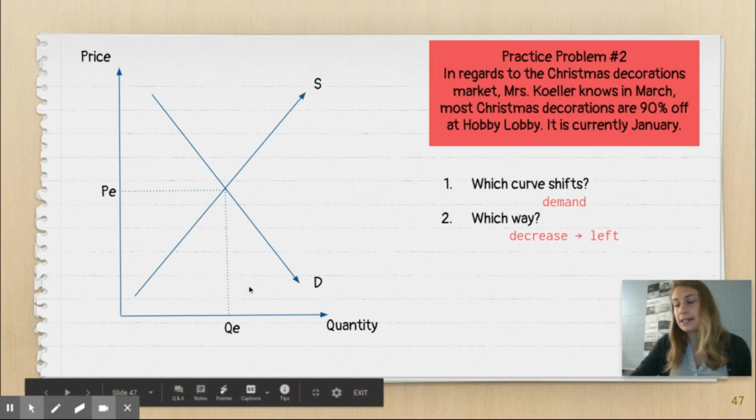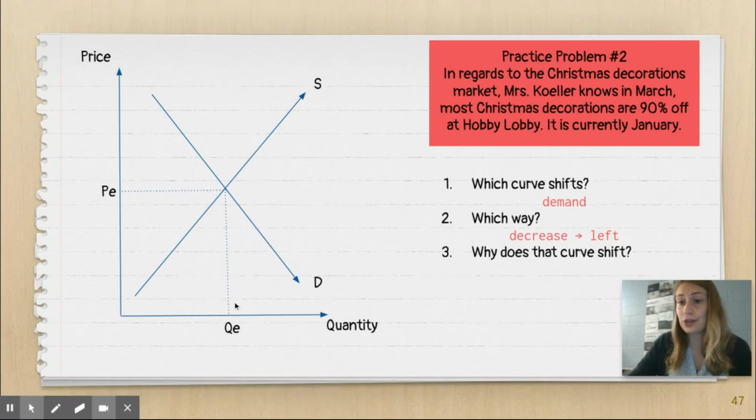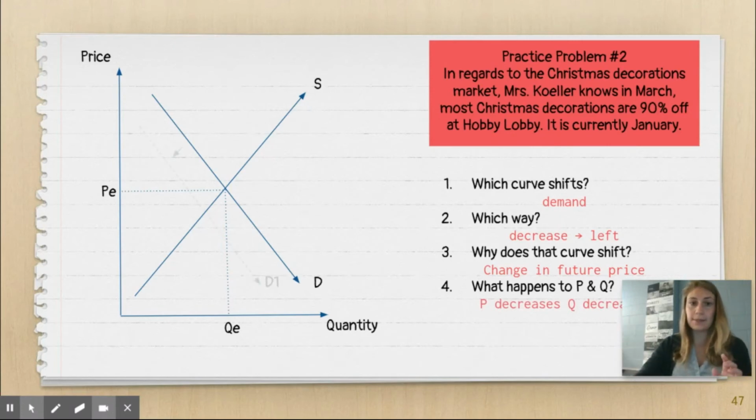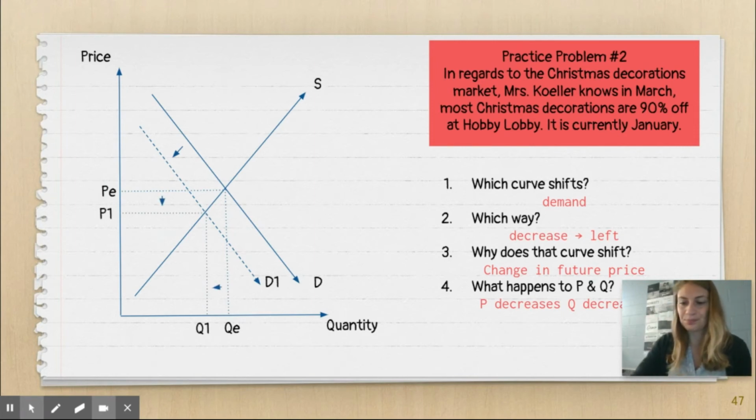So this will shift our D line to the left. And if our D line shifts to the left, you know that our P and our Q is going to change. So why does that curve shift? Well, if the price isn't changing now, but it's changing in the future, it'll be a change in future price that causes this line to shift to the left. So when we shift to the left, what happens to our price and our quantity? They decrease, right? So both will decrease in this instance because our D line shifted from here to here. And when it shifted, our equilibrium shifted. So when our equilibrium shifted, so did our price and our quantity.